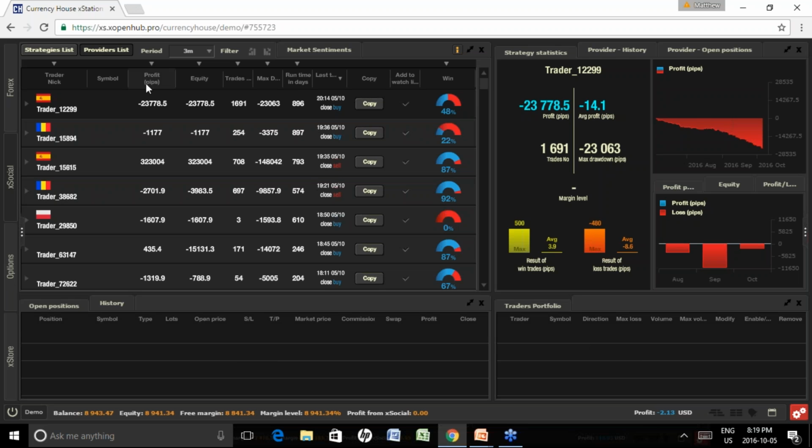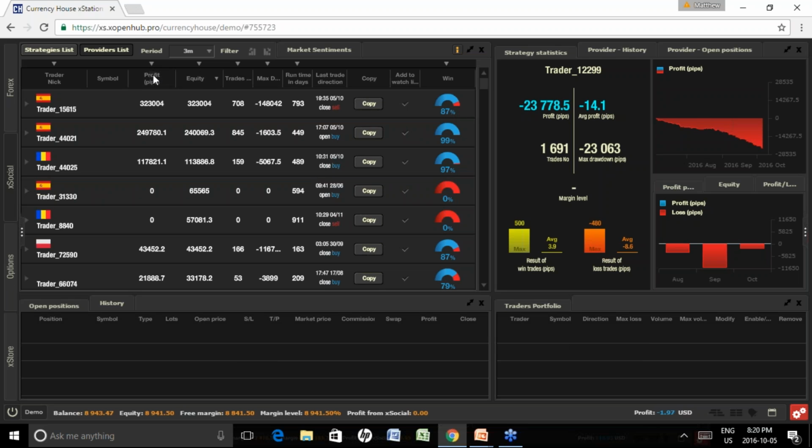And what we can do with the X Social terminal is rank these traders based on their winning percentage, based on their profit, and see who's the best in the game. And the amazing thing about it is you can then copy those traders, and when you copy them, all the trades that those traders make, they make on your behalf. So it's a way of having some people trade for you.